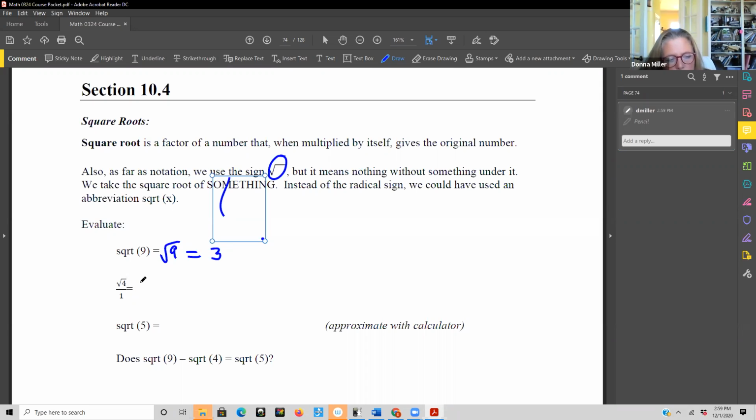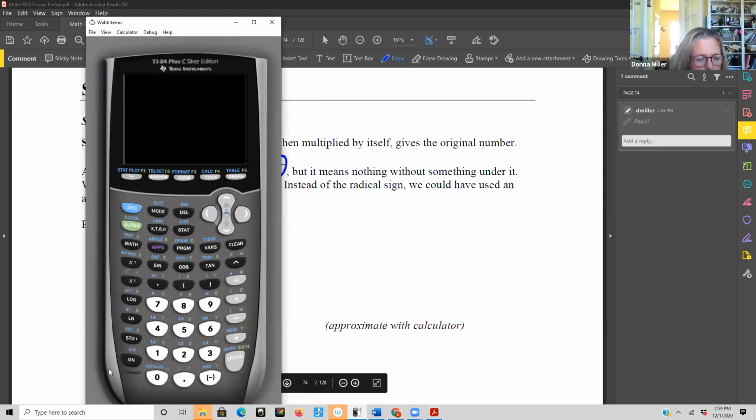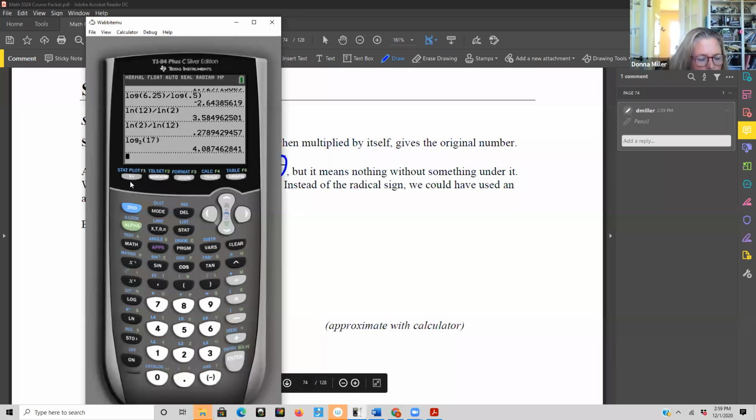Now, I know the square root of 4 is 2. The question is, what's the square root of 5? I don't know it, because nothing I know squared is 5. So I'm going to use my calculator, and I hit the square root of 5, and I get 2.236-ish.